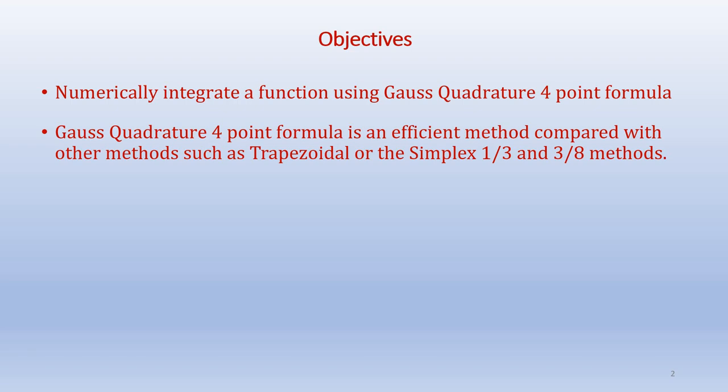Our objective is to numerically integrate a function using the Gauss Quadrature 4-point formula. The Gauss Quadrature 4-point formula is an efficient method compared with other methods such as the trapezoidal or the Simpson's 1/3 and 3/8 rules.